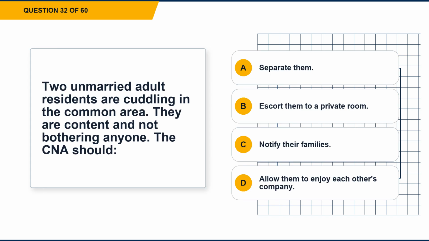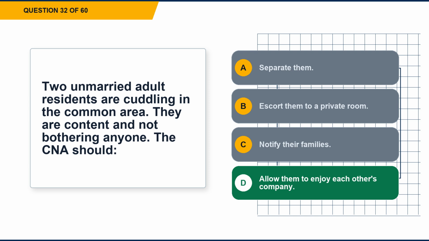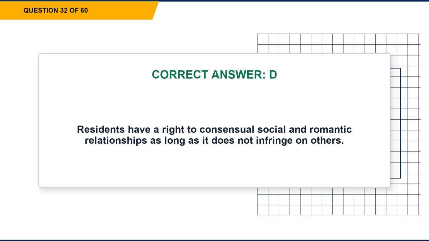Question 32. Two unmarried adult residents are cuddling in the common area. They are content and not bothering anyone. The CNA should. Option A. Separate them. Option B. Escort them to a private room. Option C. Notify their families. Option D. Allow them to enjoy each other's company. The correct answer is option D. Allow them to enjoy each other's company. Explanation. Residents have a right to consensual social and romantic relationships as long as it does not infringe on others.